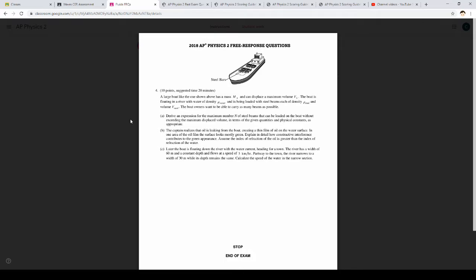And then part C. Later, the boat is floating down the river with the water current heading for a town. The river has a width of 60 meters and a constant depth and flows at a speed of 5 kilometers per hour. Partway to the town, the river narrows to a width of 30 meters while its depth remains the same. Calculate the speed of the water in the narrow section. Part B here is an optics question. I'm not going to be addressing that part simply because it's not relevant to the 2020 AP exam.